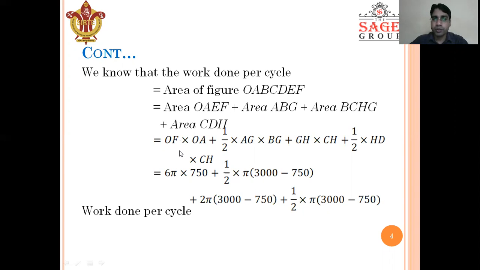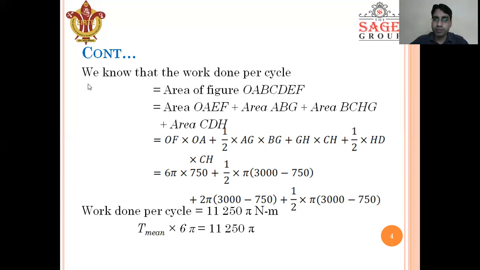And we already know the values of the sides of the rectangle and triangles. So we put in all the values, and we have the value of work done per cycle equal to 11250 pi. We also know that the work done per cycle is equal to T mean into theta, as we discussed in the previous lecture. Here we can see that theta is equal to 6 pi.